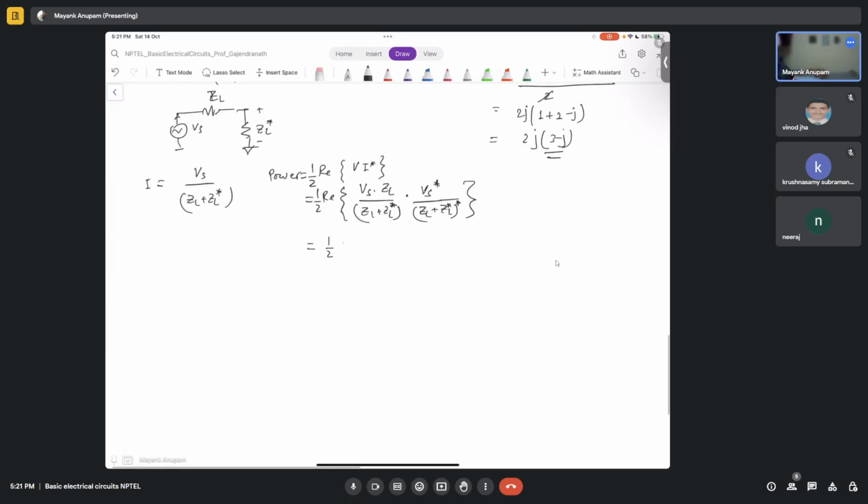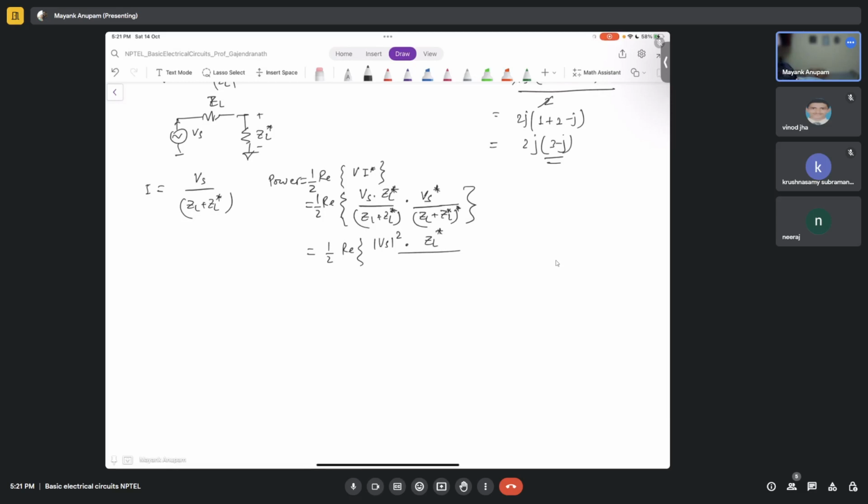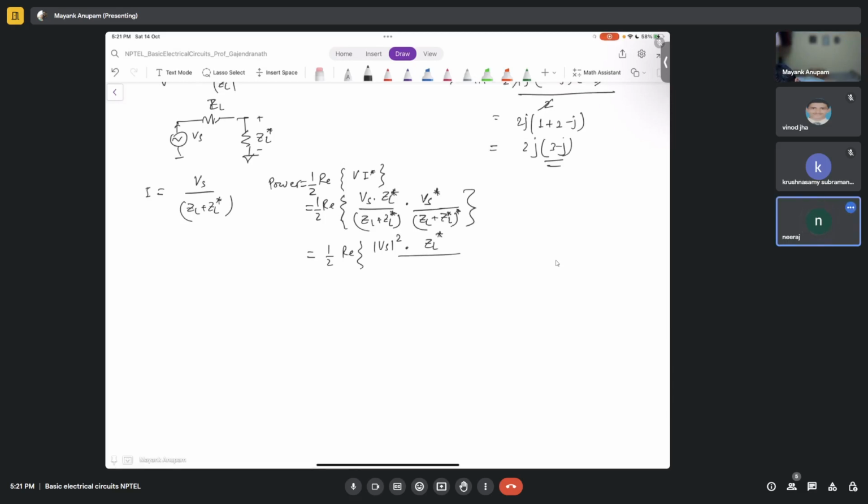So tell me, how much is this now? Vs into Vs conjugate becomes mod of Vs square, right? Multiplied by ZL, oh sorry, this is ZL conjugate by the way. This is ZL conjugate divided by ZL plus ZL conjugate square. And this is the conjugate of this, right? This again becomes ZL plus ZL conjugate, the mod of that whole square, right? Okay, sir.